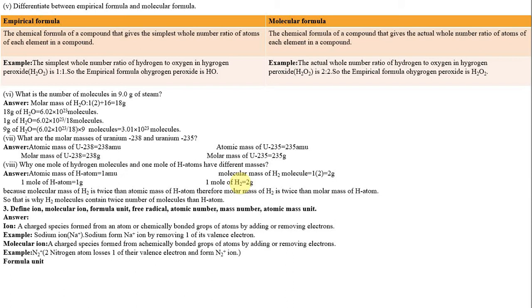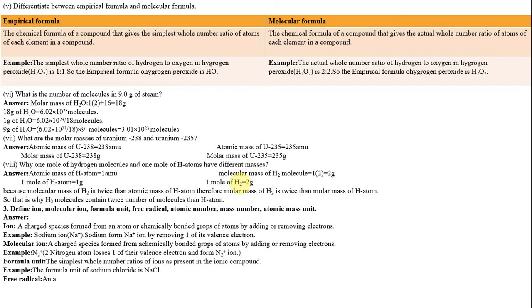Now formula unit. The simplest whole number ratio of ions as present in the ionic compound. आयंस की सिंपलेस्ट होल नंबर रेशियो जो प्रेजेंट होती है आयोनिक कंपाउंड के अंदर, वो क्या होती है? फॉर्मूला यूनिट. Example, the formula unit of sodium chloride is NaCl.